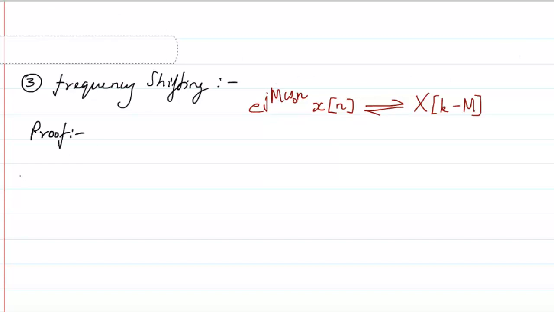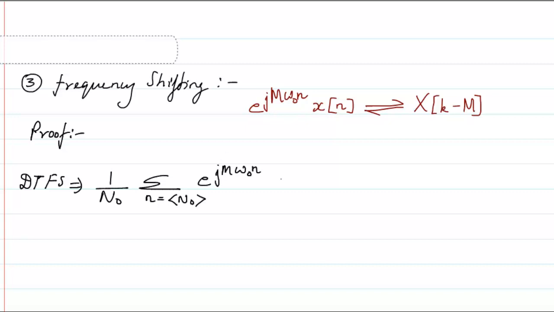If you try to take the DTFS, we know that based on the equation, it will be 1 by N naught, which is the period, summation of n within the period N naught, into e raised to power j capital M omega naught n, small x of n, multiplied with e raised to power minus j k omega naught n.